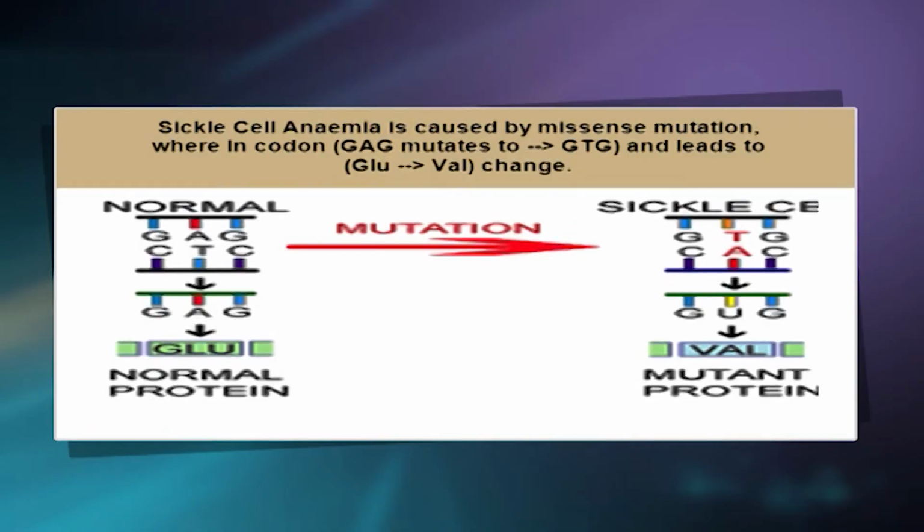This alteration has a profound effect on hemoglobin, the oxygen carrier protein of erythrocytes, which consists of 2 alpha globin and 2 beta globin subunits. In this figure, you can see that sickle cell anemia is caused by a missense mutation, wherein the codon GAG mutates to GTG and leads to a change from glutamic acid to valine.